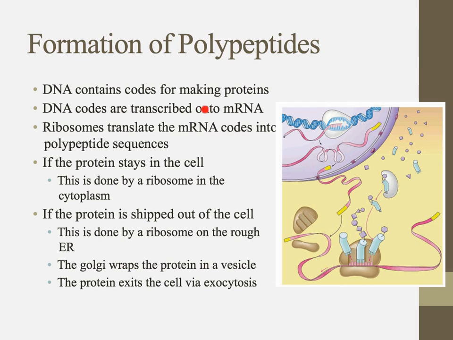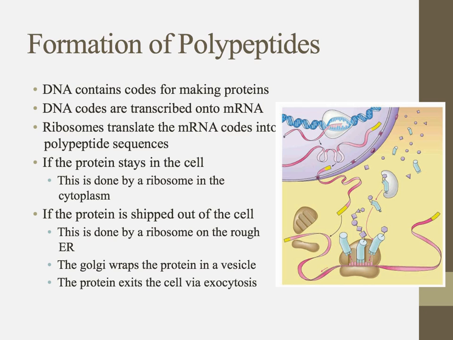Don't worry if you don't know what this word means just yet. We're going to talk a lot about that later. Just write it down for now. So those codes are kind of rewritten onto a strand of mRNA. That mRNA leaves through one of the nuclear pores and it heads to a ribosome. That ribosome is going to translate the mRNA codes into a particular polypeptide sequence. So each of these codes, again, more on this later, is going to cause a different amino acid to be added to the polypeptide chain.